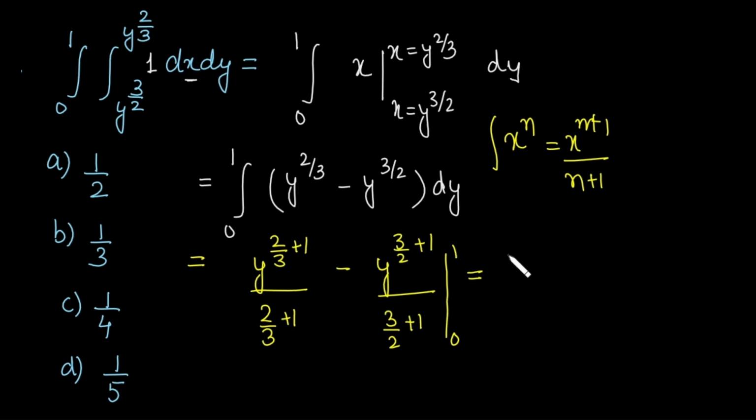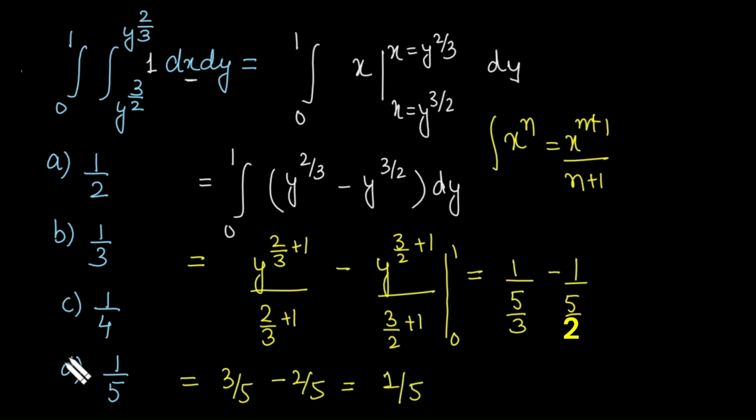Substitute upper limit and lower limit. This is equal to 1 by 2 by 3 plus 1 is 5 by 3, minus 1 by 3 by 2 plus 1 is 5 by 2, minus lower limit, that is 0. Now this is equal to 3 by 5 minus 2 by 5 and this is further equal to 1 by 5. Hence in this case option D is correct.